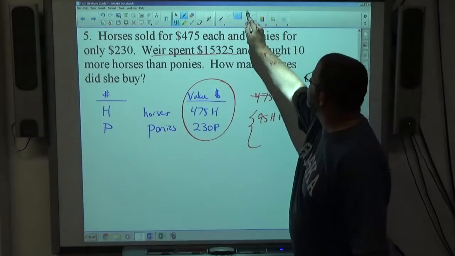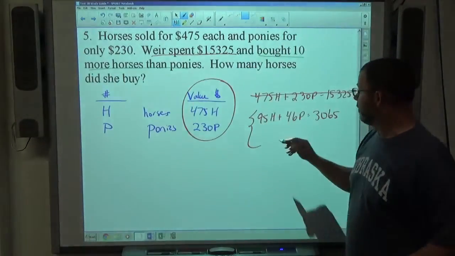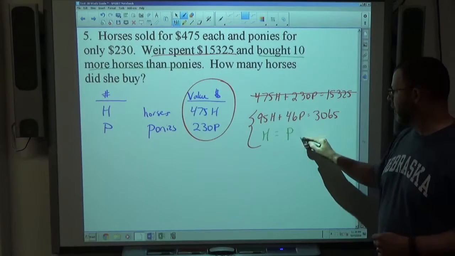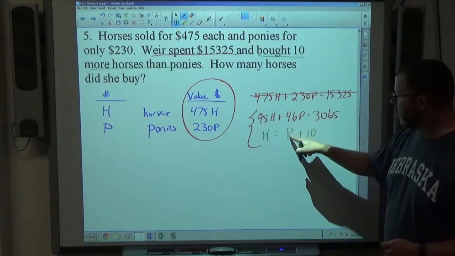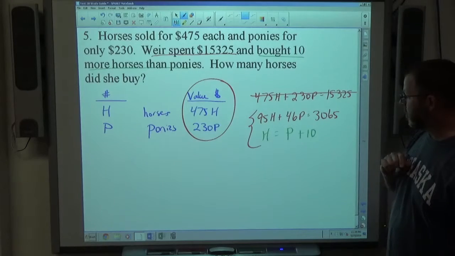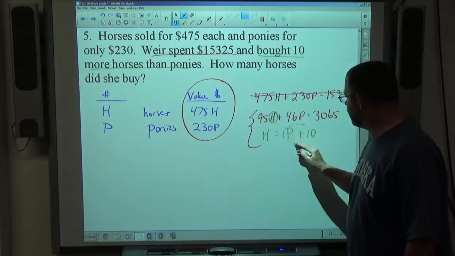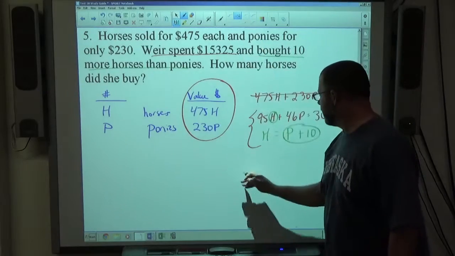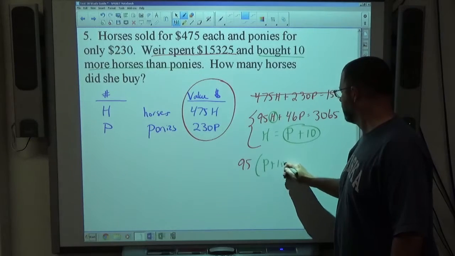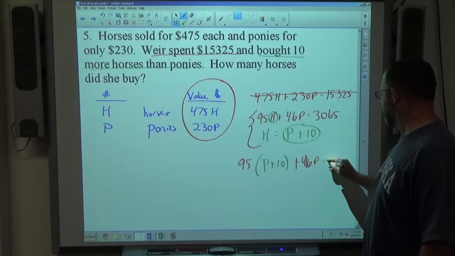The other fact, it says that he bought 10 more horses than ponies, so more horses. So if I say H equals P, this is bigger because there's more horses, so I've got to put plus 10 on the pony side. The smaller number plus 10 makes the bigger number. The way this is set up, it looks like substitution is going to be easier. I replace this H with what H equals, so I get 95 times P plus 10 plus 46p is equal to 3,065.